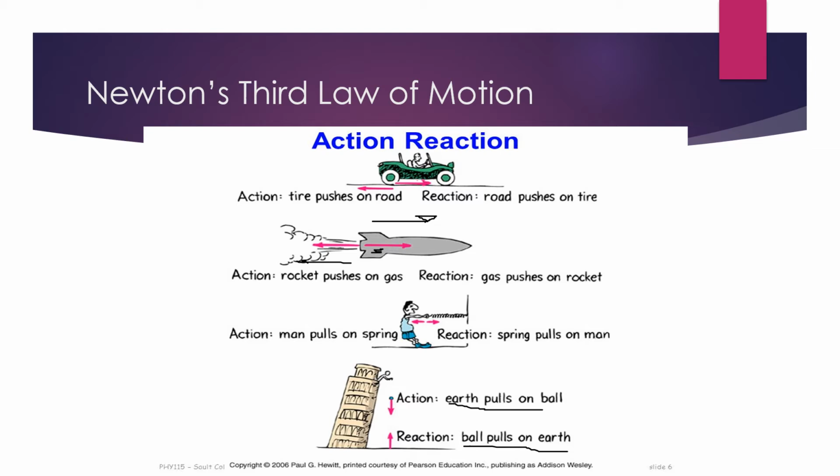So that's what gravity is. Gravity is a pull on every object on the Earth. So gravity pulls on you, but you pull on the Earth. But your pull on the Earth isn't strong enough to move the Earth. The Earth's pull on you is strong enough to move you.